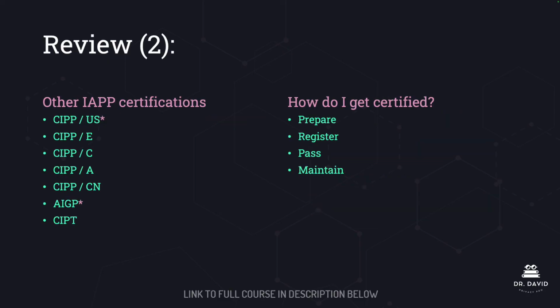There are many other IAPP certifications. There are regional specializations for the United States, Europe, Canada, Asia, and China. There are also technical specializations in AI governance and a Certified Information Privacy Technologist certification. Again, if you're interested in either the CIPP US or AIGP certifications, I also offer courses for those certifications here on Udemy. How do you get certified?